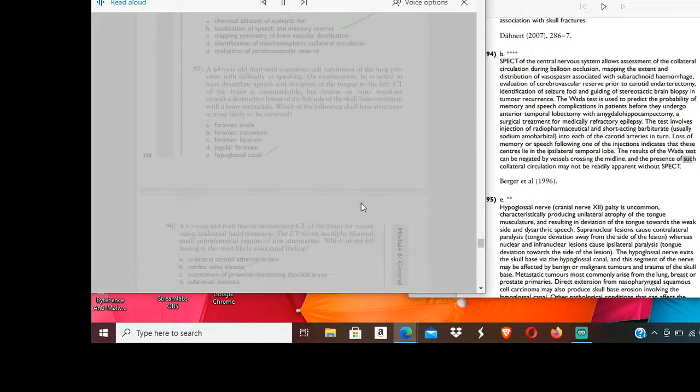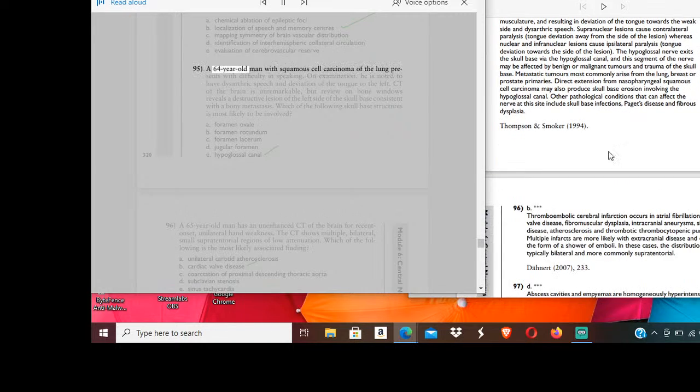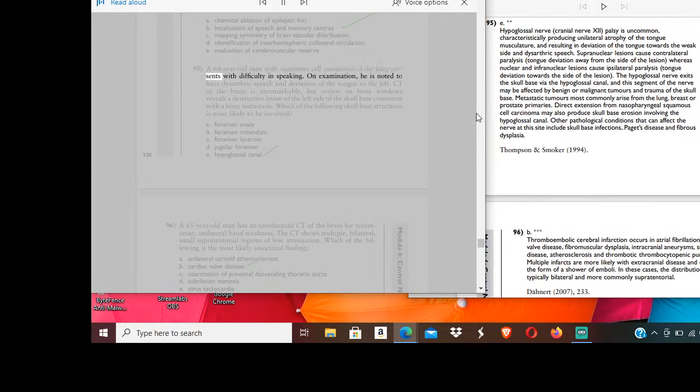95. A 64-year-old man with squamous cell carcinoma of the lung presents with difficulty in speaking. On examination, he is noted to have dysarthric speech and deviation of the tongue to the left. CT of the brain is unremarkable, but review on bone windows reveals a destructive lesion of the left side of the skull base consistent with a bony metastasis. Which of the following skull base structures is most likely to be involved?